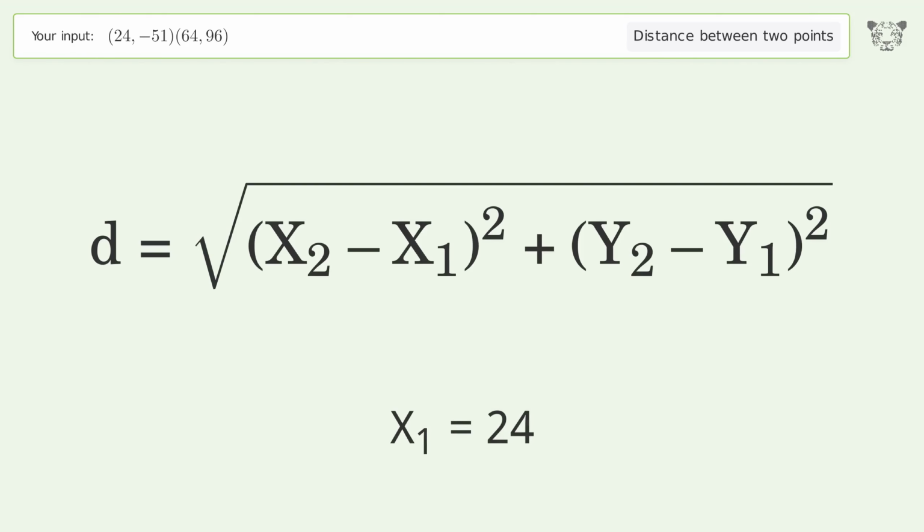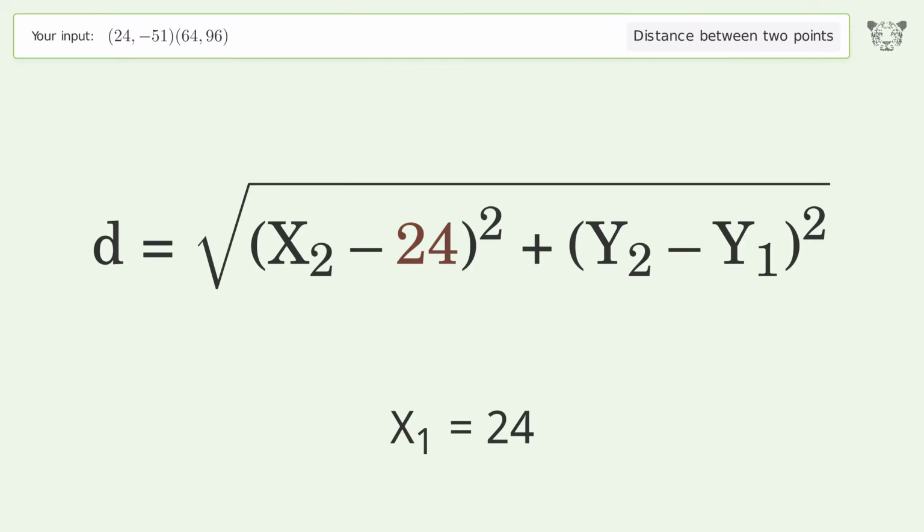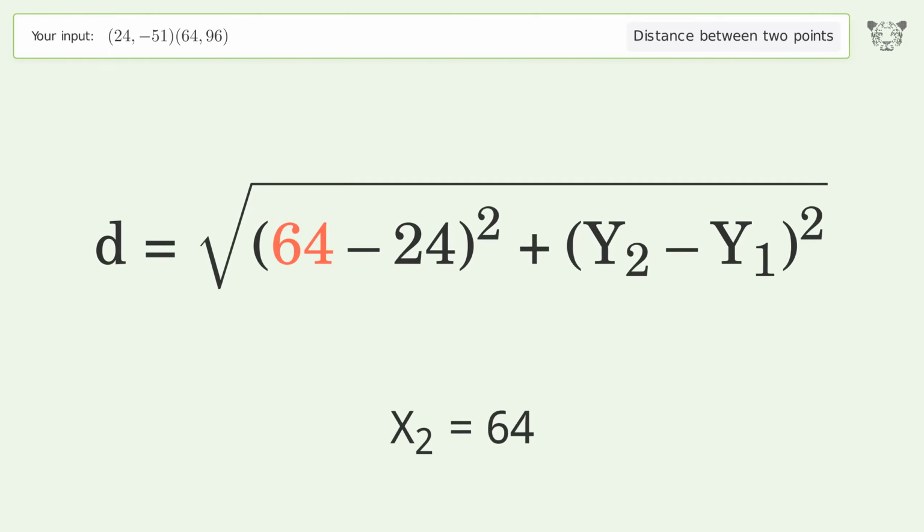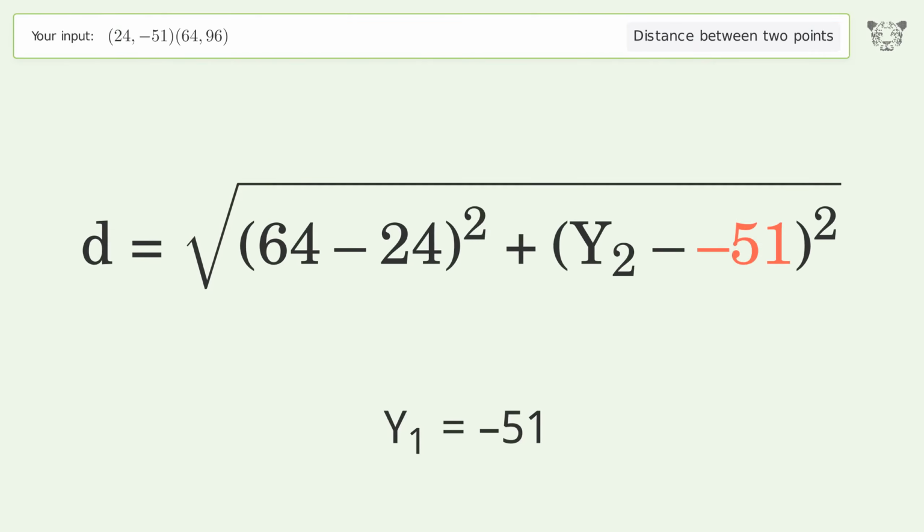x1 equals 24. x2 equals 64. y1 equals negative 51. y2 equals 96.